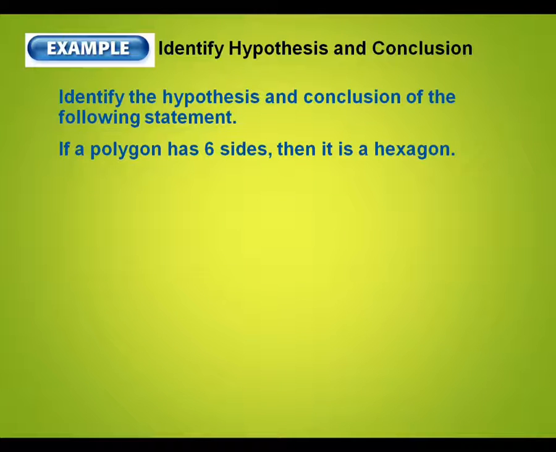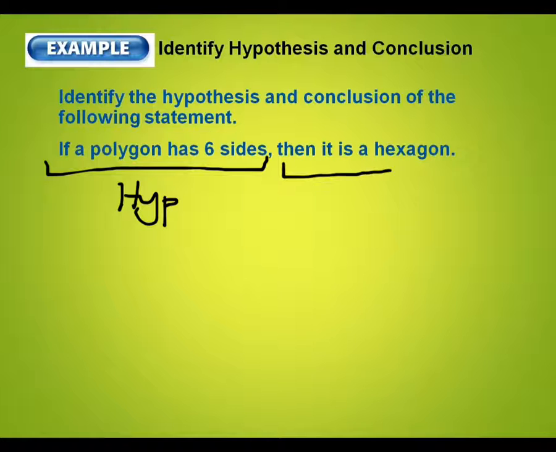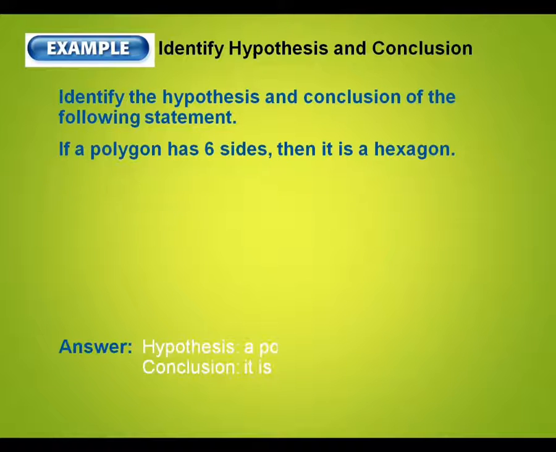For example here, identify the hypothesis and conclusion of the following statement. If a polygon has 6 sides, then it is a hexagon. Again, the hypothesis is the if part. That is the hypothesis. The conclusion is the then part. The conclusion is, then it is a hexagon. So that's just labeling what an if-then statement is. We have a hypothesis and we have a conclusion.